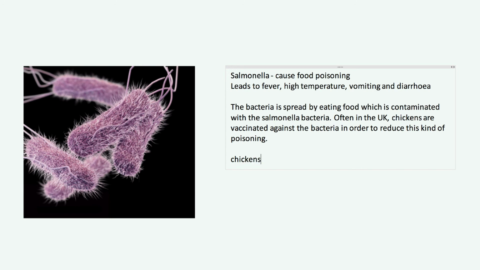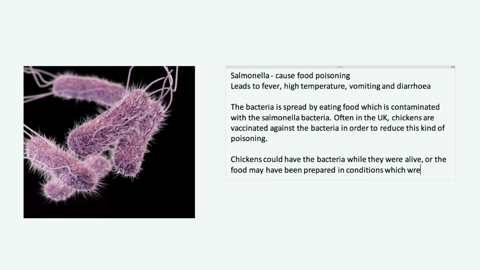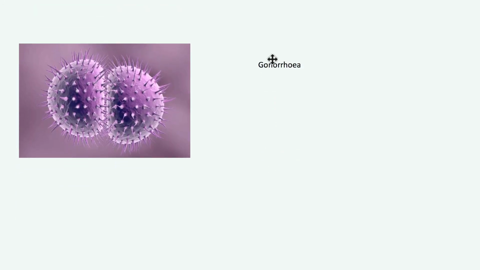The chickens could have the bacteria while they were alive, or the food may have been prepared in conditions which were not hygienic, right? So in unhygienic conditions, that bacteria could contaminate the food, right? Even if the chicken, when it was alive, didn't have this bacteria inside it, it could have it in the preparation of the food. All right, the last bacterial infection we're going to have a look at is gonorrhea, right?